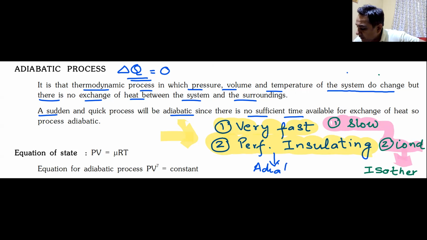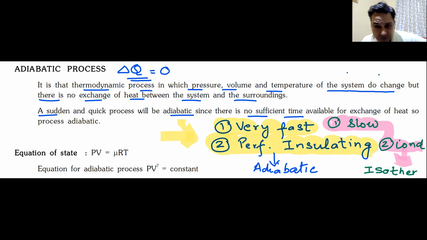Now from these two conditions, we can think of isothermal process as the reverse or the exact opposite of an adiabatic process. For an adiabatic process to happen, the process must be extremely fast. For an isothermal, the process must be extremely slow. For an adiabatic process, the process must take place in a perfectly insulating body. For an isothermal process, it must take place in a perfectly conducting body.